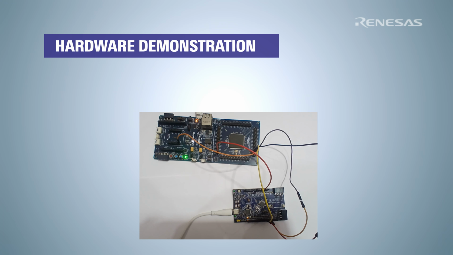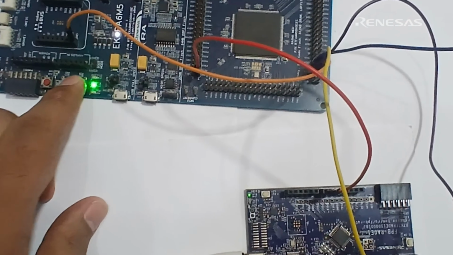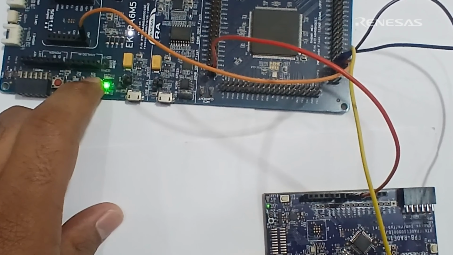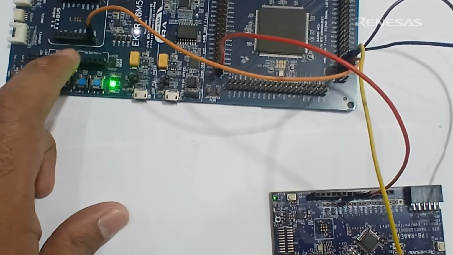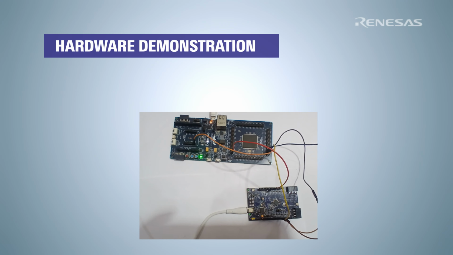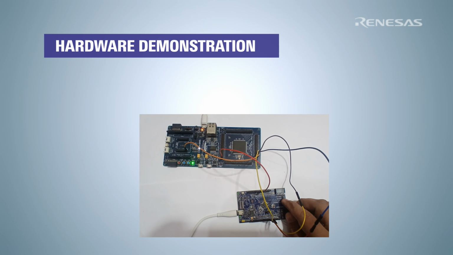Now, if we press the onboard user switch on our RA6M5 board, we can observe LED 1 will turn off and LED 2 will turn on. After releasing the button, LED 1 will turn on and LED 2 will turn off.